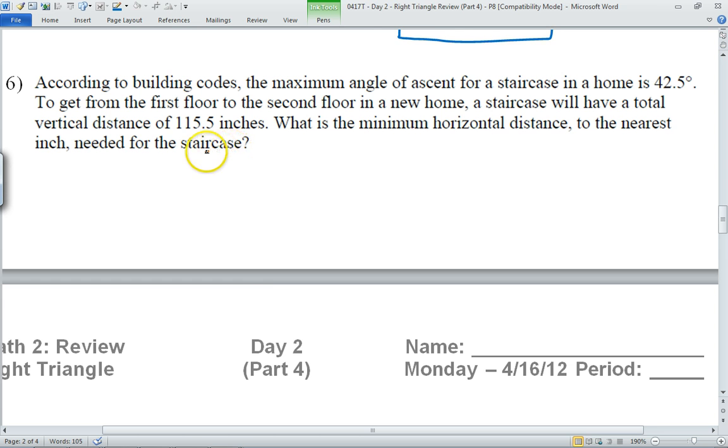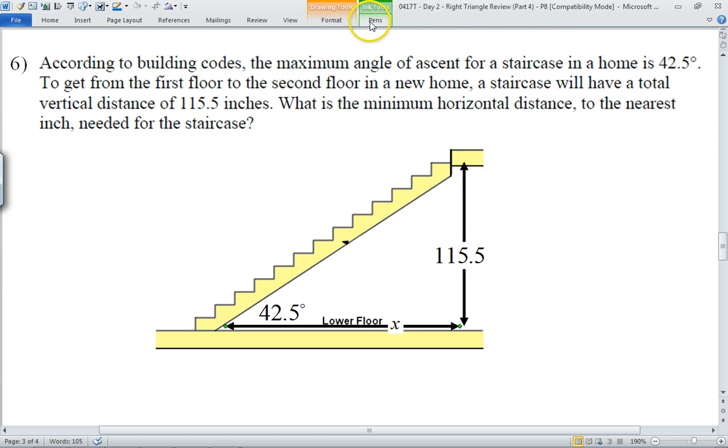Sounds like we need a picture. Okay, here is a picture of the situation that was described. We are supposed to find the minimum horizontal distance to the nearest inch. So we're supposed to find this distance along the ground based on the 42.5 degrees and the height of 115.5. So again, this is not a special triangle, so we're going to have to use tangent, sine, or cosine to find this side of the triangle.